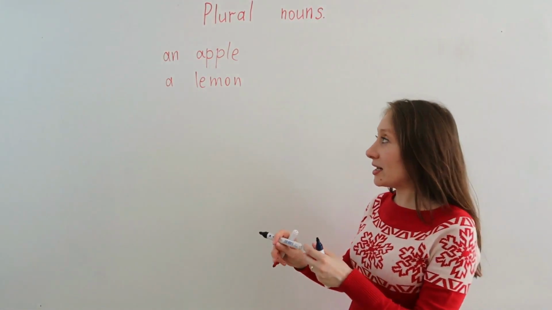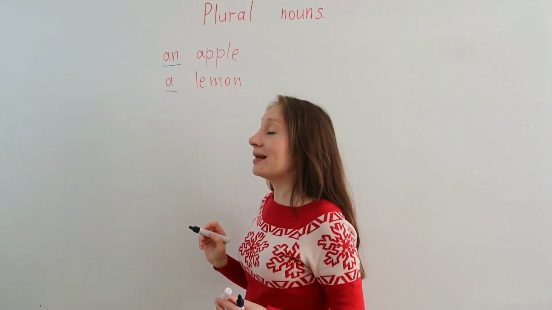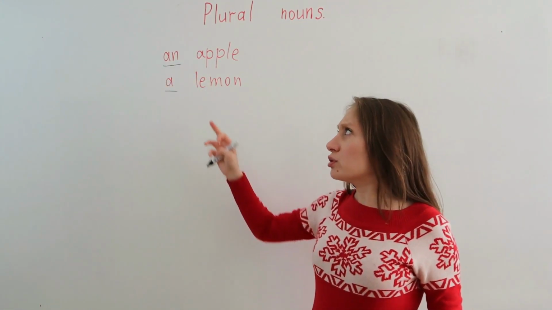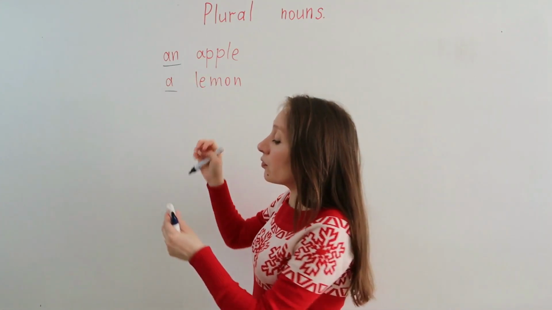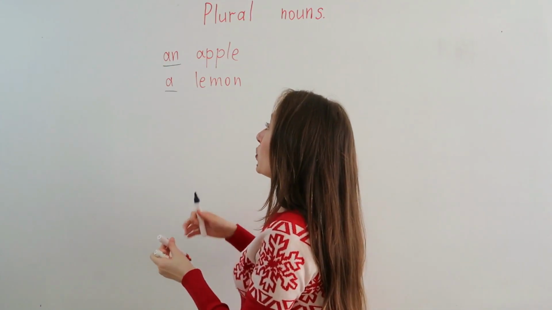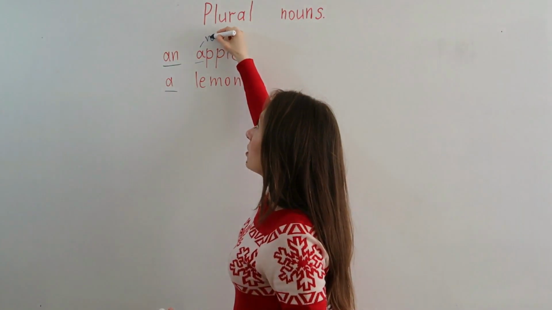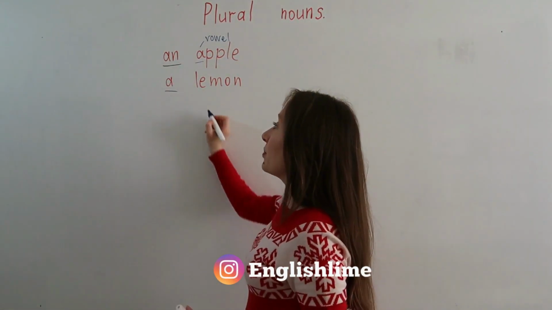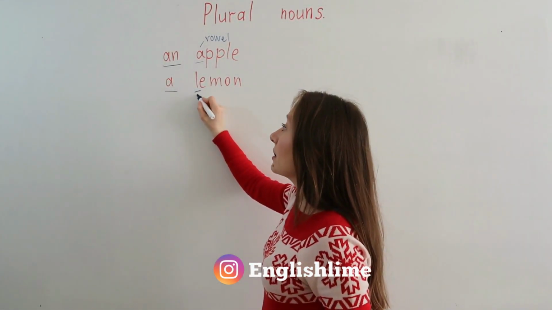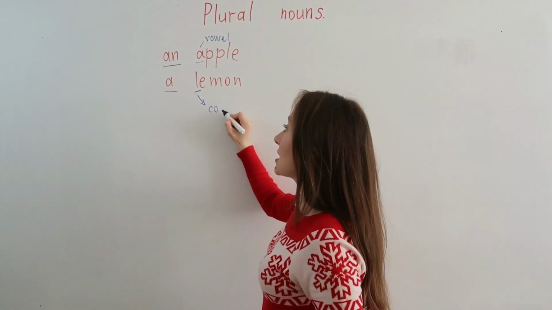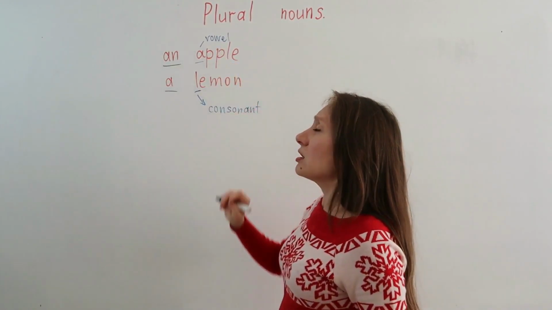So you see that before the noun we use an indefinite article, an and a. So why do we use an and a? I think you can guess that before a vowel we use an. So e is a vowel. And before a consonant we use a. L here is a consonant sound. Consonant. What is it, vowel?